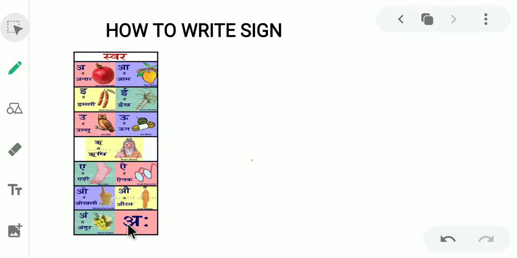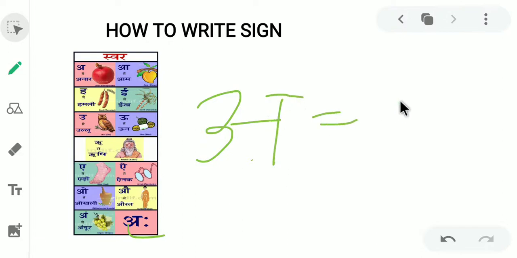Now if you have to write the sign of ah, then you can write two dots after any word. So this is the sign of ah. It is the sign of ah. Okay, so let me clear it.